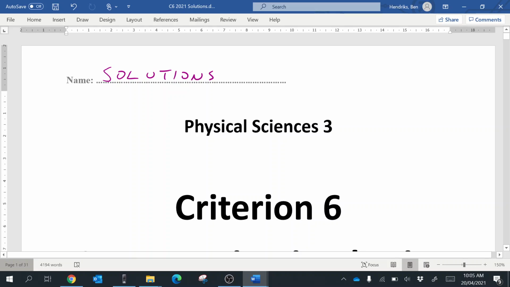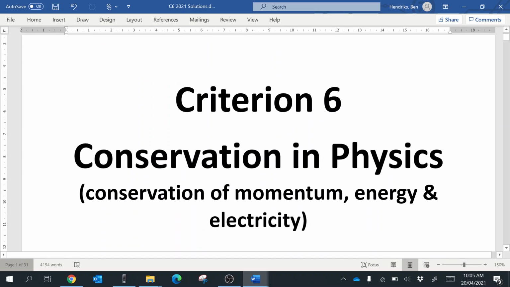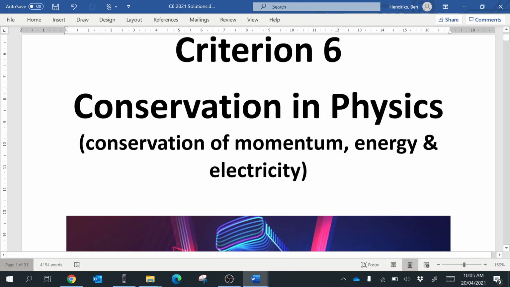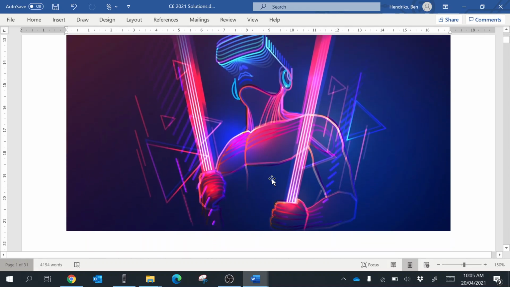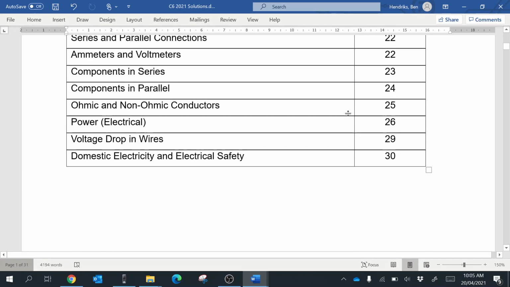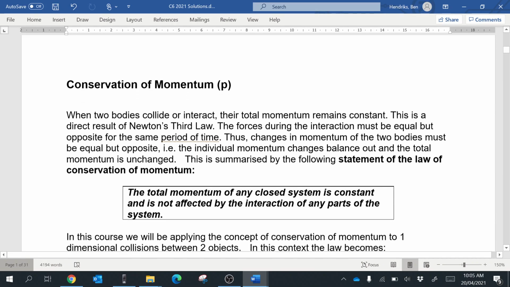It is our Criterion 6 down here in Tassie, and it is the conservation in physics, which includes the conservation of momentum, conservation of energy, and also electricity in this booklet. And it has this funky guy on the front cover of our booklet. Next comes up the table of contents, which we'll just skim over.